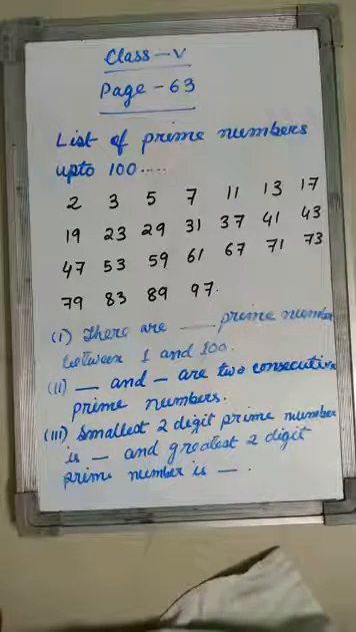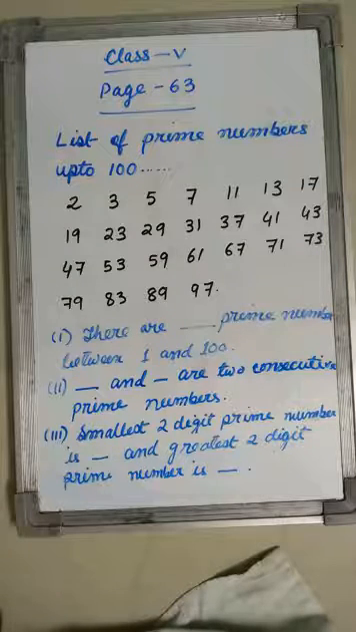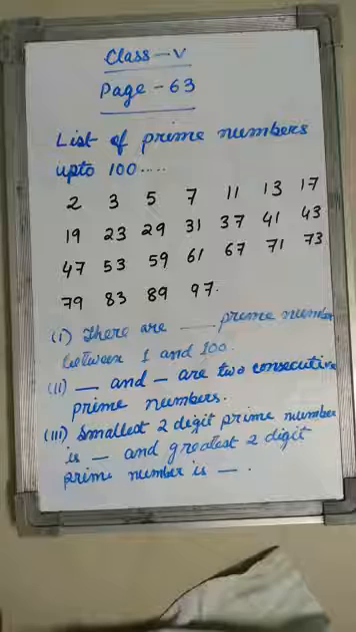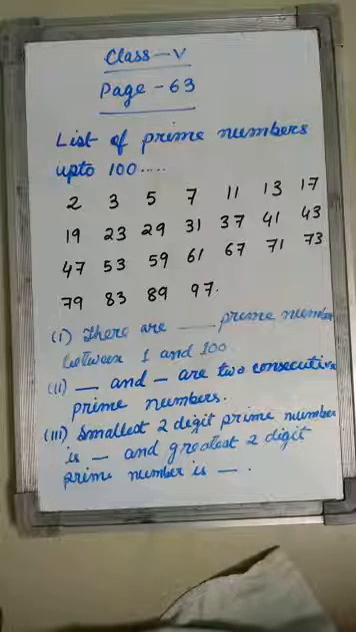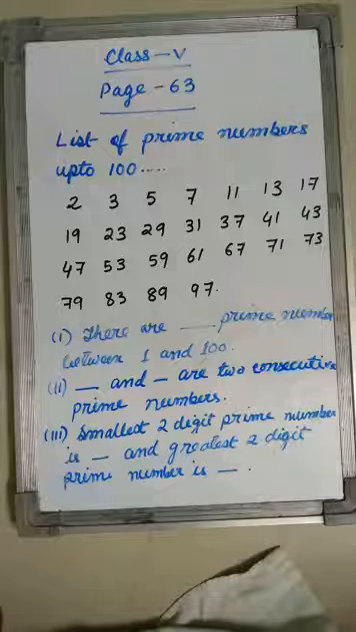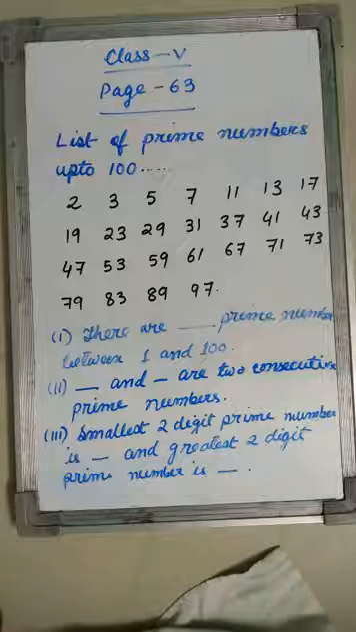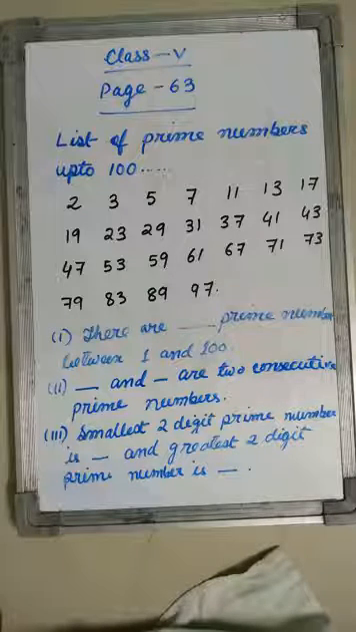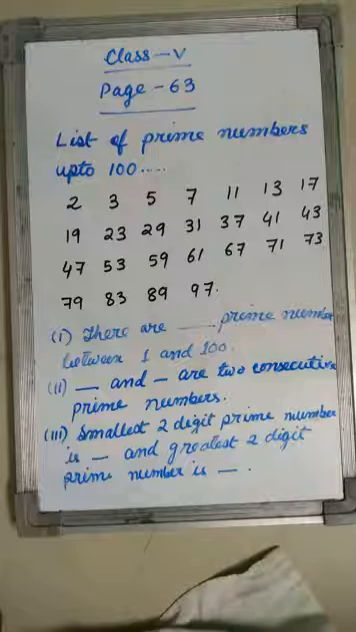And question number 5, what is the greatest prime number below 60? So below 60 you check which is the greatest prime number from the list and write in the blank. So this will be your classwork, page number 63 from chapter 6.